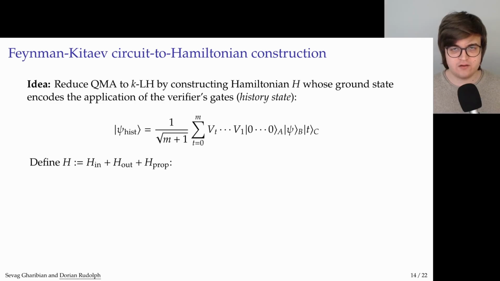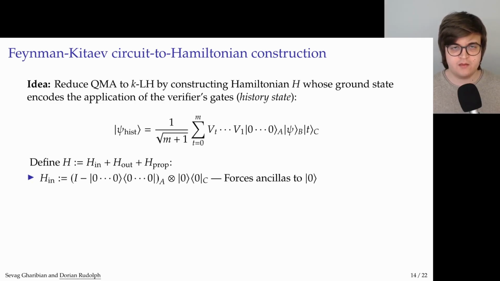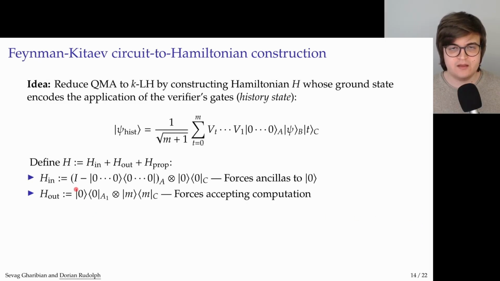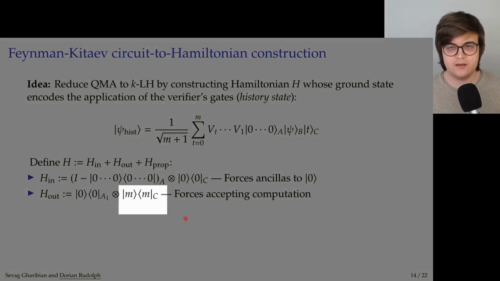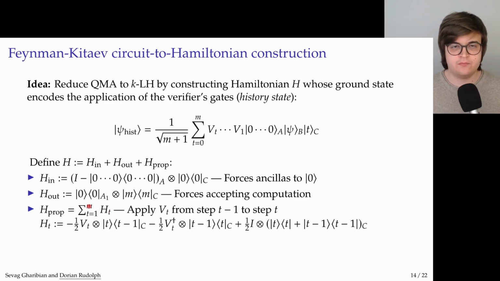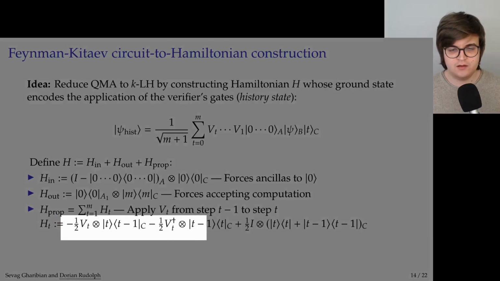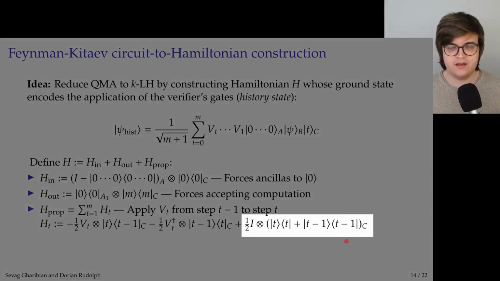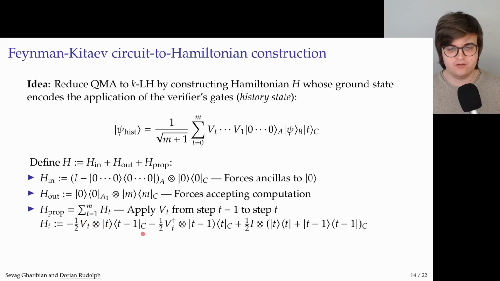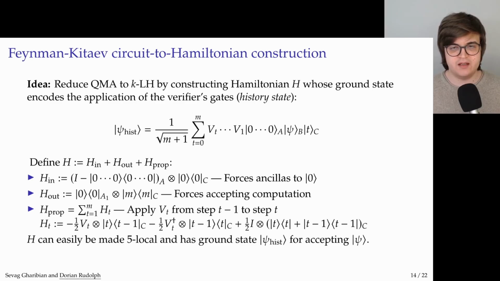We define the Hamiltonian H whose ground state shall be the history state with an accepting proof. The input Hamiltonian H_in forces the ancillas to be 0 at time step 0. The output term H_out penalizes a rejecting computation at the last time step. The propagation Hamiltonian H_prop ensures that the gate V_t is applied from step t-1 to step t. The first two terms of H_t model the transition, and the last makes H_t a projector. Here V_t is applied from t-1 to t, and V_t inverse is applied from t to t-1, so backwards. This Hamiltonian can easily be made 5-local and has ground state psi-hist for an accepting psi.